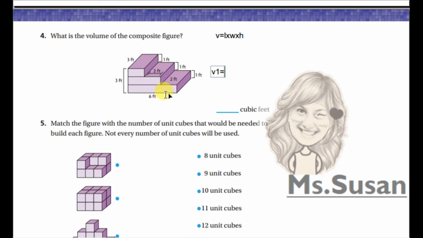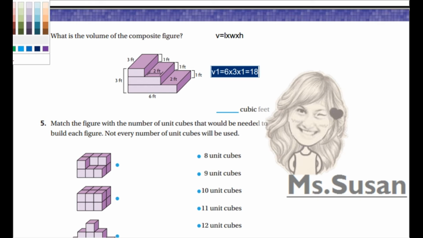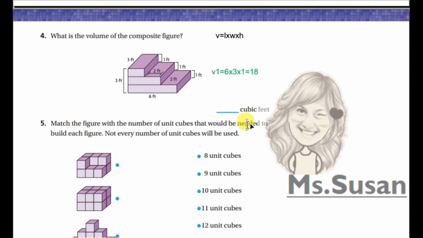Length is 6. The width is 3. The height is 1. The width here is 3 and the height is 1. So this is equal, 3 times 6 is equal 18. Let's find V2.